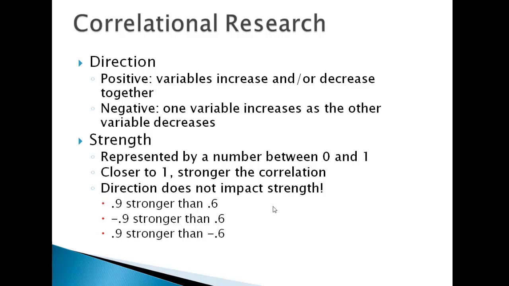So if there's a test question, for example, that asks you, which of the following correlations is stronger, negative 0.7 or positive 0.7? One of the answer choices would be neither, they have the same strength. And that would be the answer you would be looking for. A negative 0.7 correlation has the same strength as a positive 0.7 correlation. The number tells you the strength. Okay? Let me know if you have any questions.